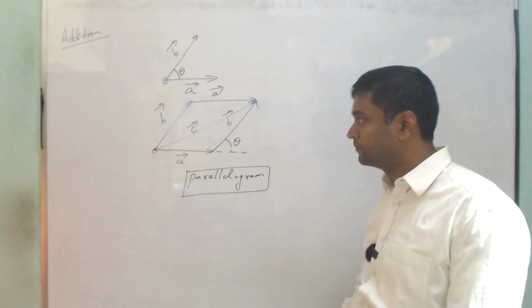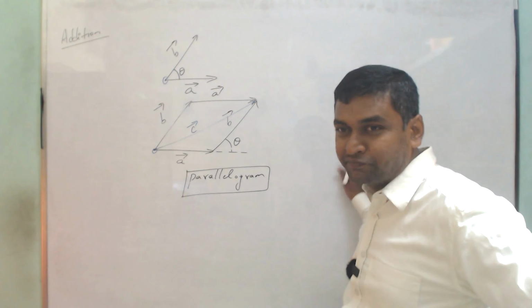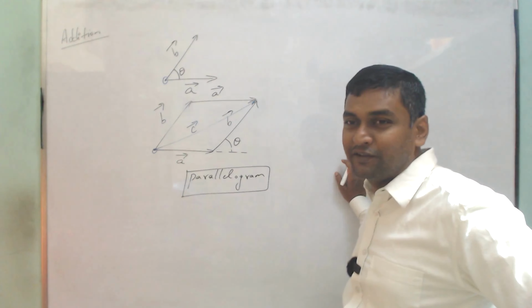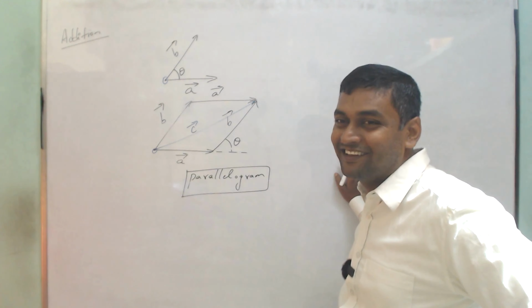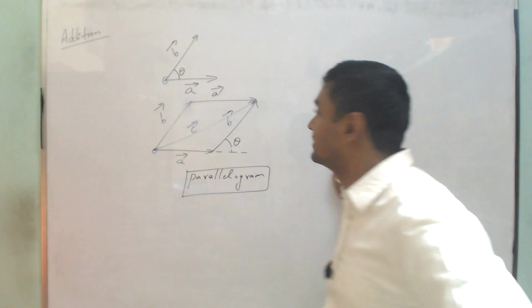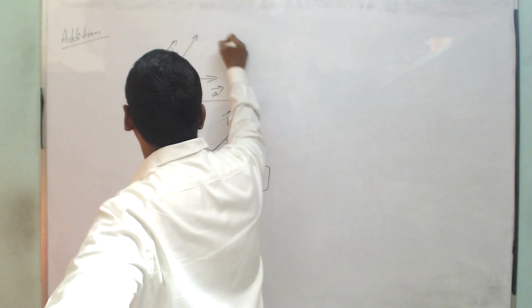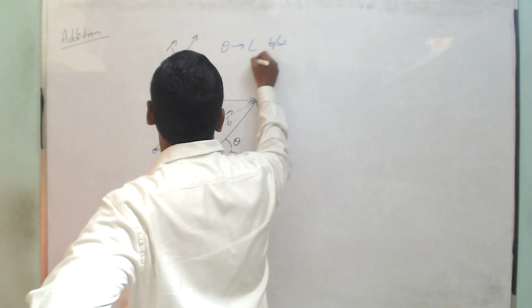ठीक है? कर लो, दिल खोल के कर लो. क्या हो गया, नींद आ रहा है? नहीं. चलो देखो. So theta is what? Theta is the angle between A bar and B bar.